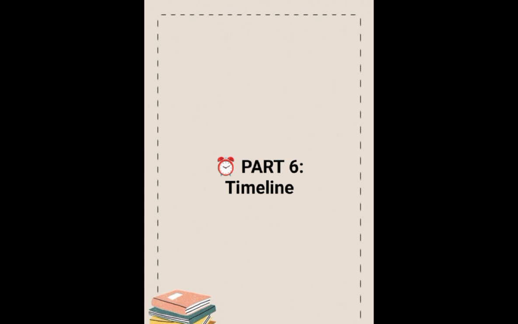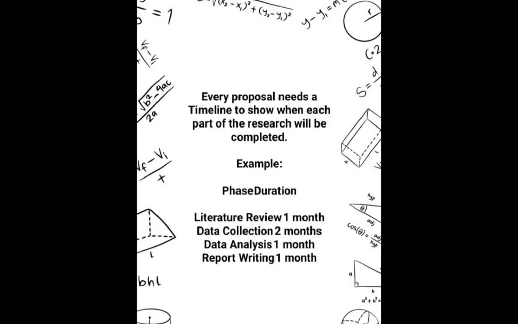Every proposal needs a timeline to show when each part of the research will be completed. Let's take an example. Phase: literature review, maybe it takes 1 month. Data collection takes 2 months. Data analysis takes 1 month. Report writing takes 1 month. It helps your supervisor or funding agency see that your project is well planned and realistic.